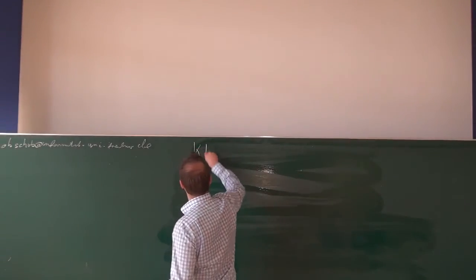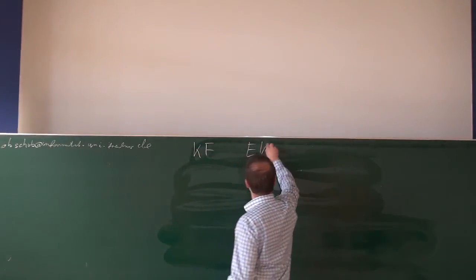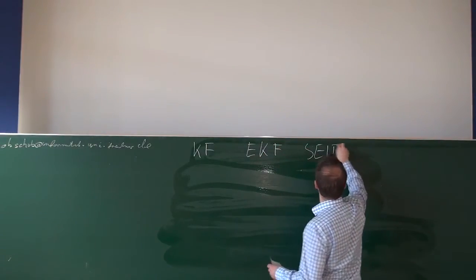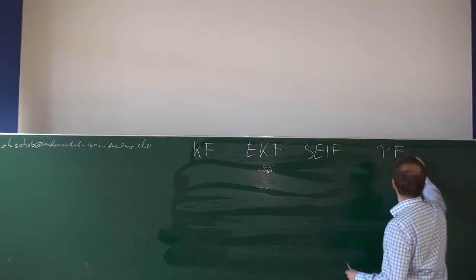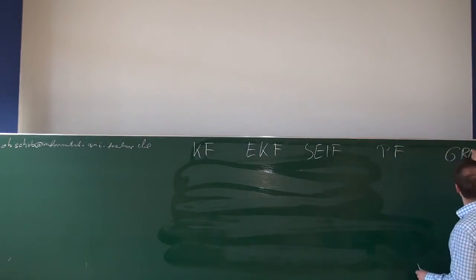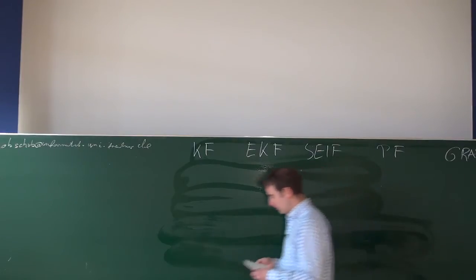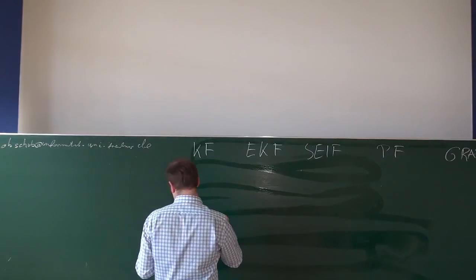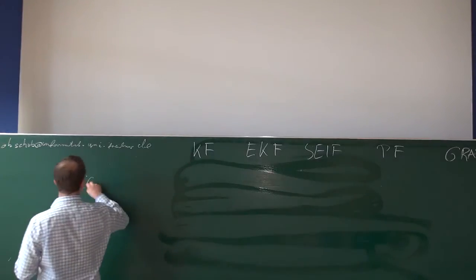So we had the Kalman filter approach, we had the EKF, we had SEIF, we had the particle filter, and we had the graph-based approaches. Or let's say Gaussian, whatever. And then we have here computational complexity.